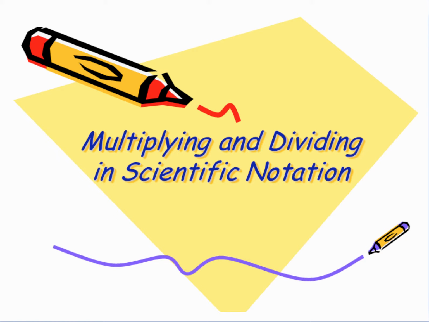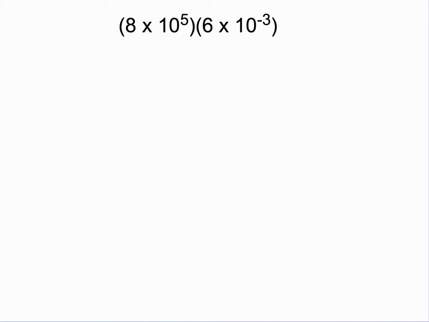Hi everyone. Let's practice some more multiplying and dividing in scientific notation. First, let's practice multiplication. So we have 8 times 10 to the 5th times 6 times 10 to the negative 3rd. Remember, the first thing you want to do is take those decimal numbers that are in front and just multiply them. 8 times 6 would be 48.